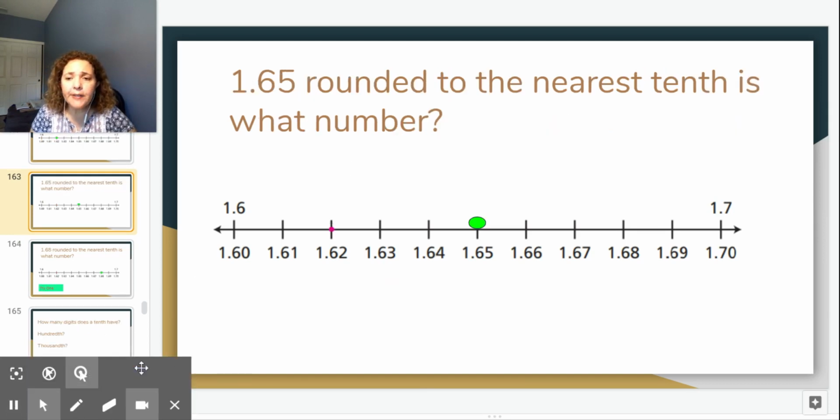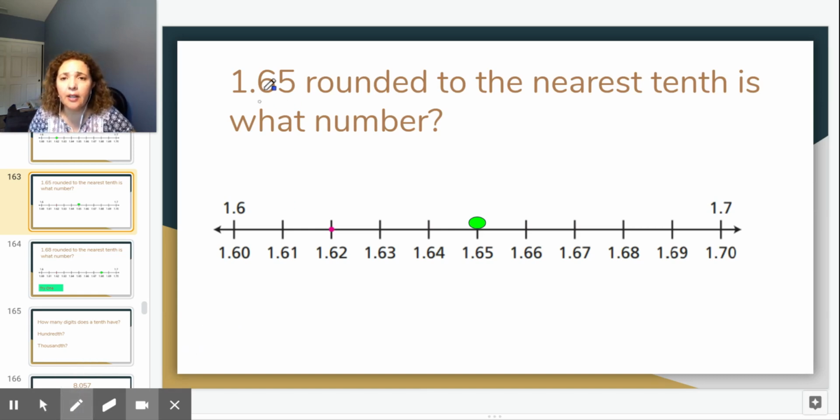Okay, what about 1.65? What would that round to the nearest tenth? So again, I'm going to box in my tenth spot. And so that means I have to look at the 5. Now, this one's a tricky one because it's right in between, right? It's 1, 2, 3, 4, 5 away from 1.6, and it's also 1, 2, 3, 4, 5 away from 1.7. But remember, if the digit is 5, 6, 7, 8, or 9, I'm going to round up. So that means I would add a 1 to my tenth spot, and so it would round to 1.7.